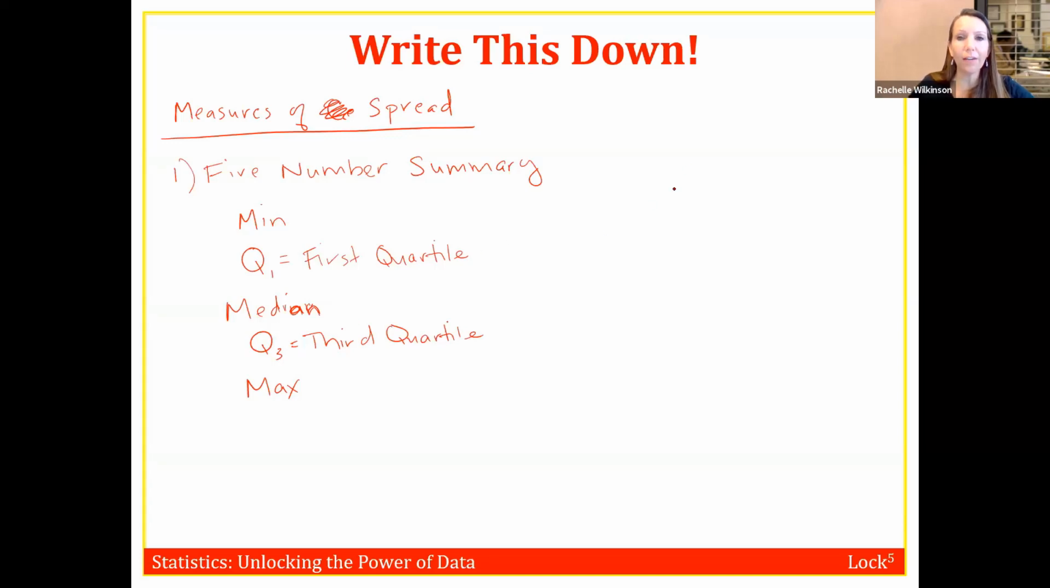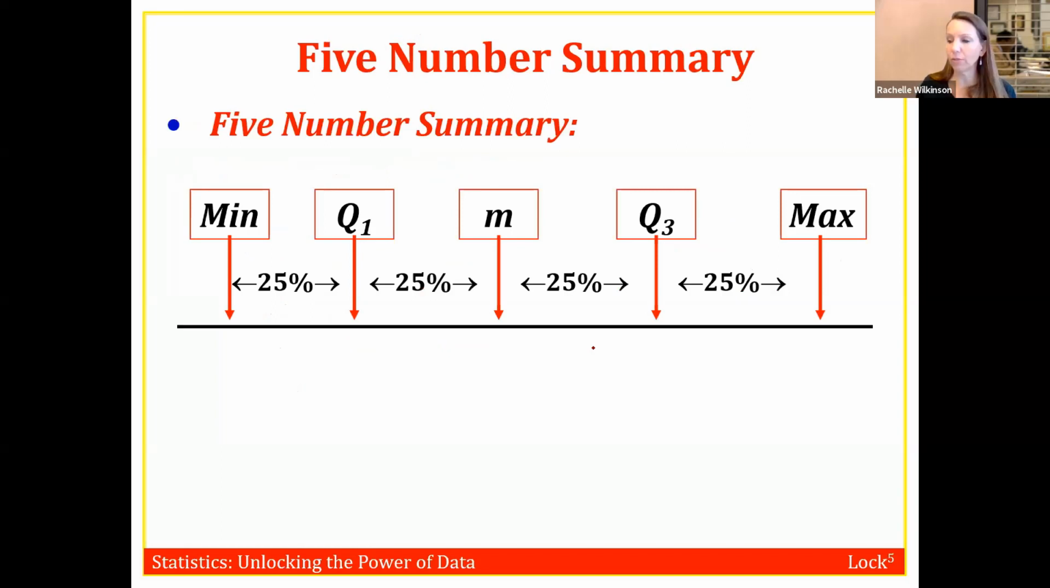Basically what the 5-number summary does is it splits the data into 4 quarters, or 4 equal parts. Essentially we're lining up all the observations from smallest to largest, and then putting an equal number of observations in 4 different groups. So we're dividing it into 4 parts with 25% of the data in each of those groups. So here's a picture of what that looks like.